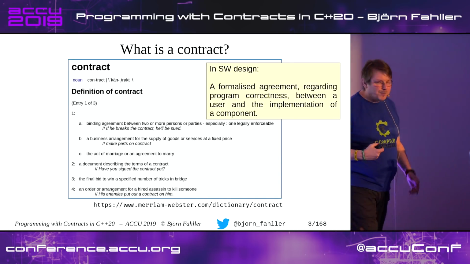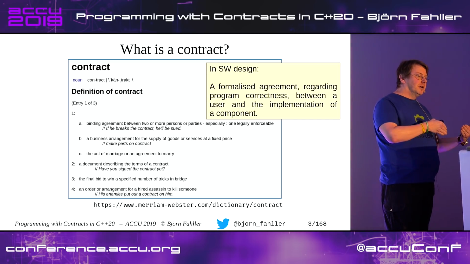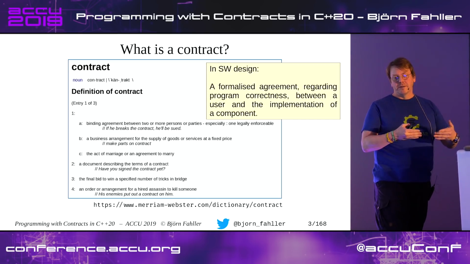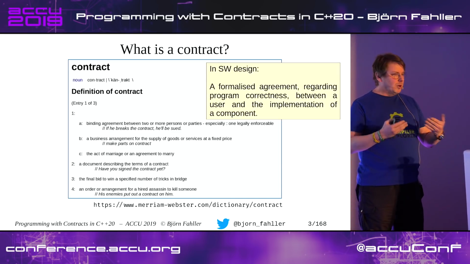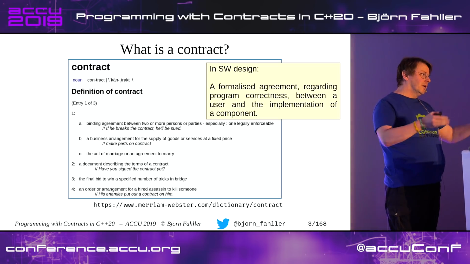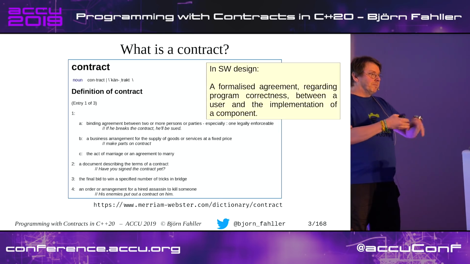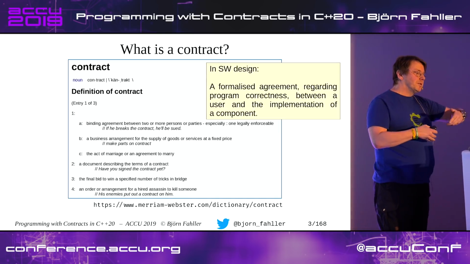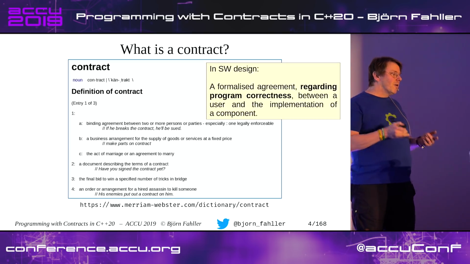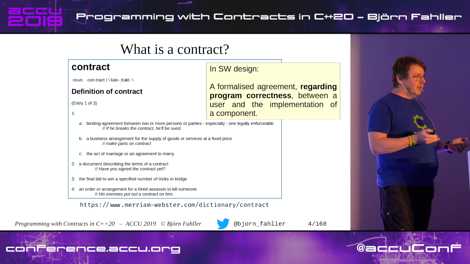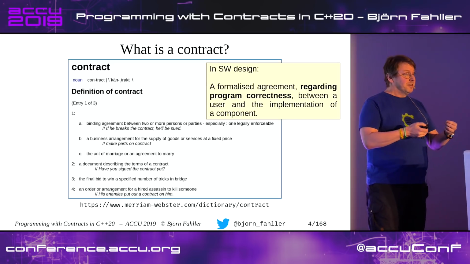In software design, it's a formalized agreement regarding program correctness between a user and the implementation of a component. I'm using somewhat sloppy phrasing here. The component can be a single function, it can be a class, it can be a whole library, but something that fulfills a function and someone that wants to use it. And it's a formalized agreement regarding program correctness. That is, a violation of a contract is, per definition, an incorrect program.